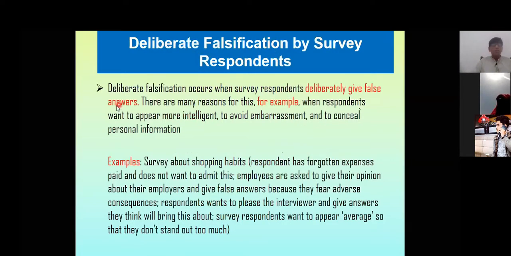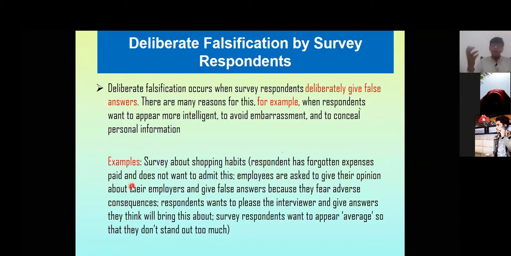Deliberate falsification occurs when the survey respondents deliberately give false answers. For example, when the respondent wants to appear more intelligent, to avoid embarrassment, or to conceal personal information. So sometimes they deliberately want to give a false response. The reason is, for example, your survey is about shopping habits. Now it's a problem: the respondent has forgotten expenses.